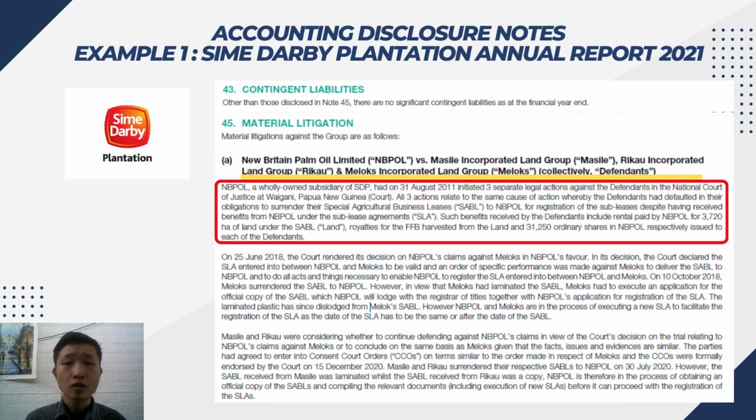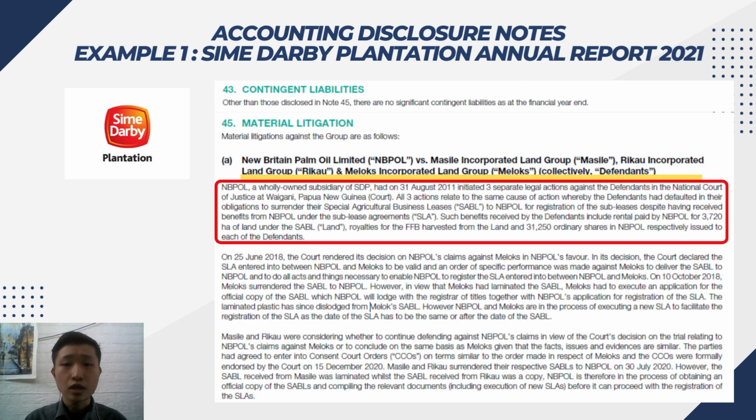Here is an example of how Sime Darby discloses contingent liability. As you can see in Note 45, the company discloses a material litigation between a subsidiary of Sime Darby and another incorporated group. In this case, the lawsuit is certain, but the amount of outflow cannot be estimated.